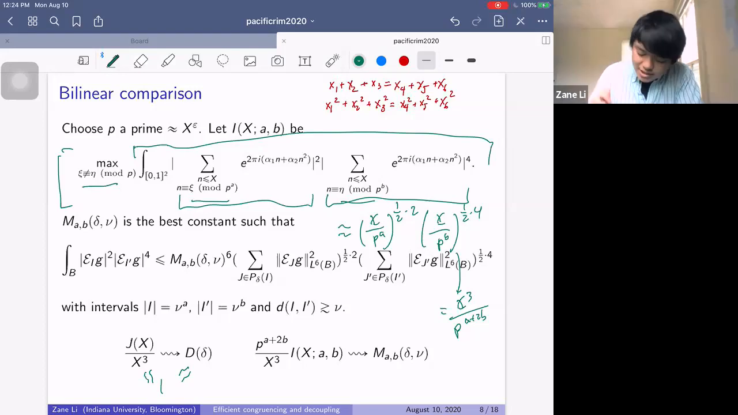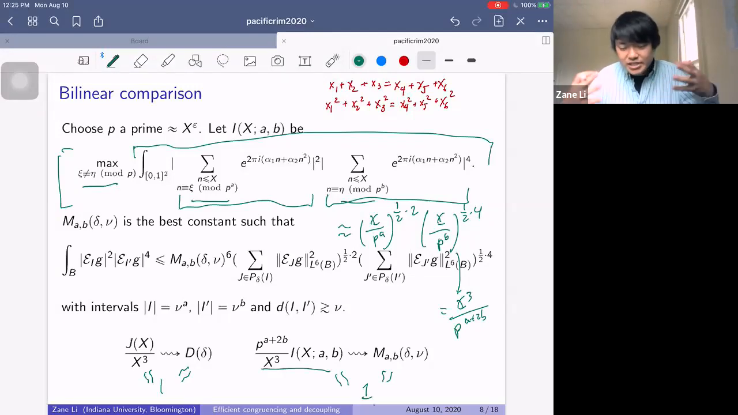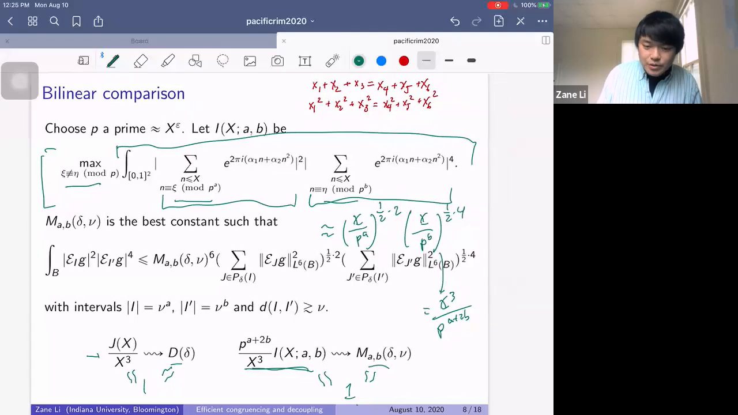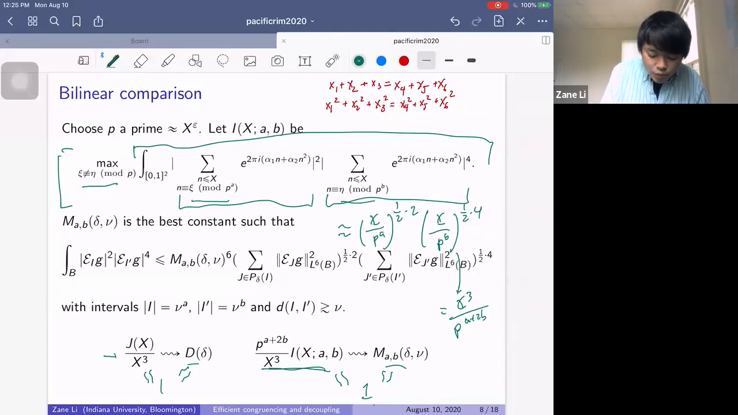Okay, so we normalize that because at the end of the proof, we expect MAB to also be of size 1 because it's controlled by the decoupling constant. And we also expect that this normalized I to also be of size 1. So when we look at the efficient congruencing world, we should think that J of X over X cubed should be D of delta, and we should think that this normalized I should be roughly MAB, our bilinear constant. Okay, so this is an inspired choice, and you can ask, why did I choose 2 and 4 here? Okay, so 4 is not so important. 4 is just 6 minus 2.